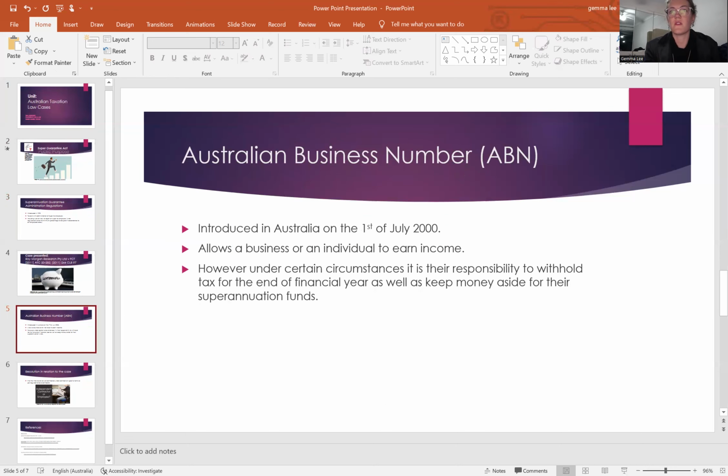With regards to the difference of employees and contractors, the Australian Business Number, ABN, was introduced in Australia on the 1st of July 2000, which enabled businesses to interact with agencies and government departments by using a single identification number, and to also support the introduction of goods and services tax. Essentially, an ABN allows a business or an individual to earn income. However, under certain circumstances, it is their responsibility to withhold tax at the end of the financial year, as well as keep money aside for their superannuation funds.